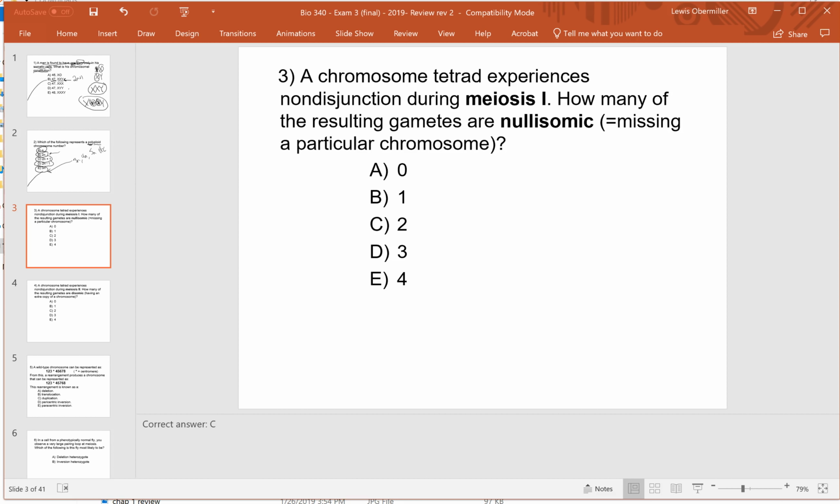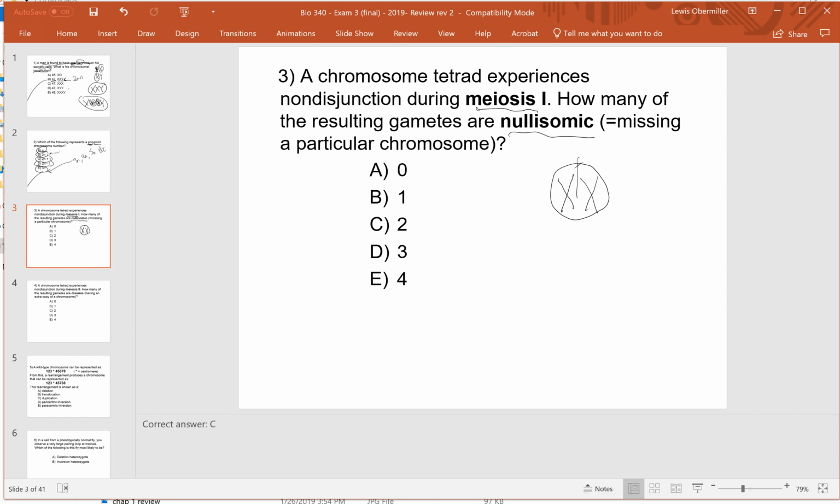A tetrad experiences non-disjunction during meiosis 1. How many of the resulting gametes are nullosomic for a particular chromosome? So we talked about this. Nullosomic means that there's none. So in meiosis 1, remember that the chromosomes travel as tetrads.